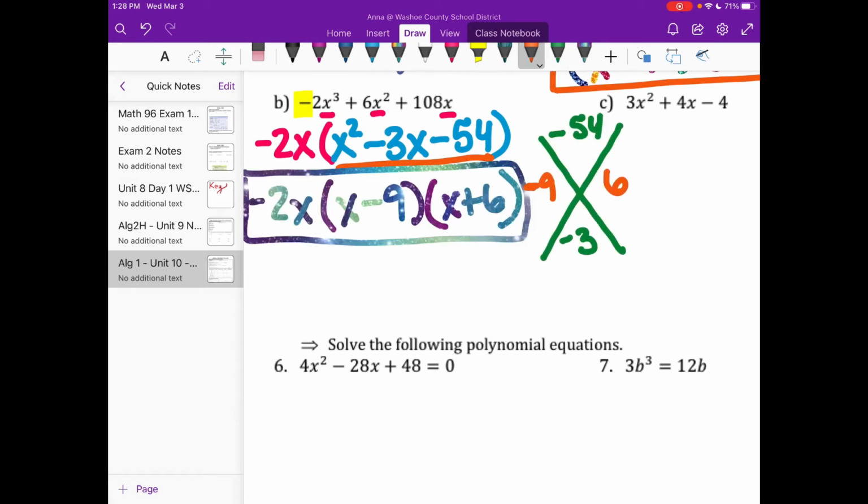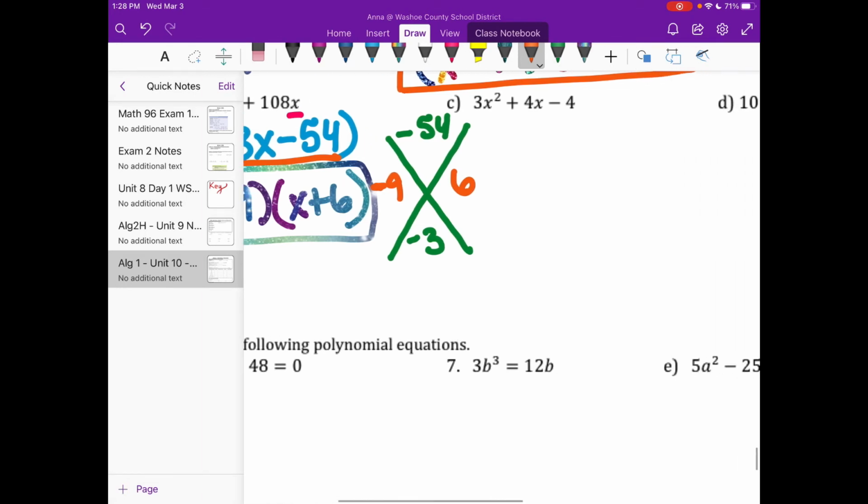Here's my work on B. So we should have made our big X and found our factors that multiplied to make negative 54 and added to make negative 3. Hopefully you got negative 9 and 6. Lucky for us, it was an easy trinomial, so we got to just go straight to parentheses. Woohoo! All right.